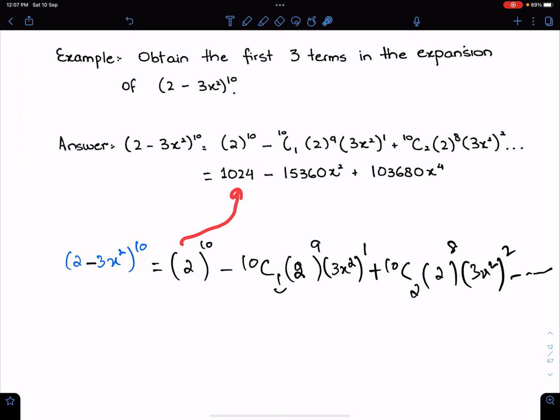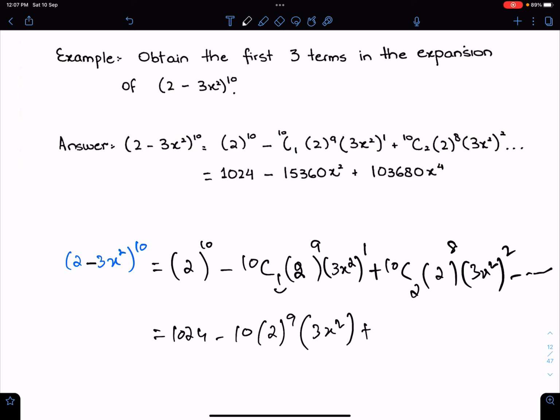And this is the simplified form of this result. 2 power 10 is 1024, 10C1 is 10, 2 power 9, you have to simplify this. This is 3x^2. 10C2, I think it should be 45. 2 power 8, you have to simplify this yourself. This is 9x^4. And this is the final answer.